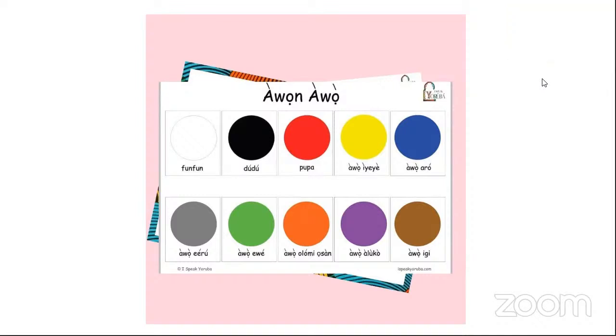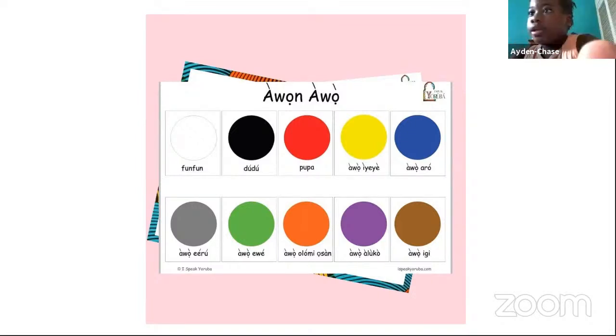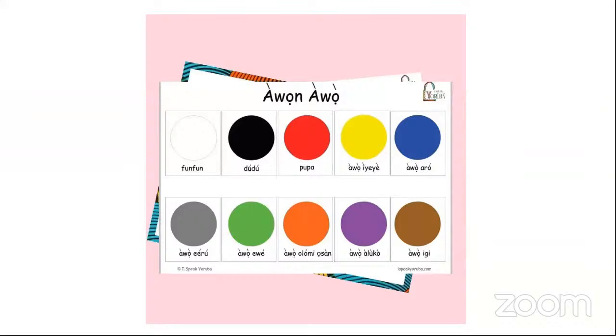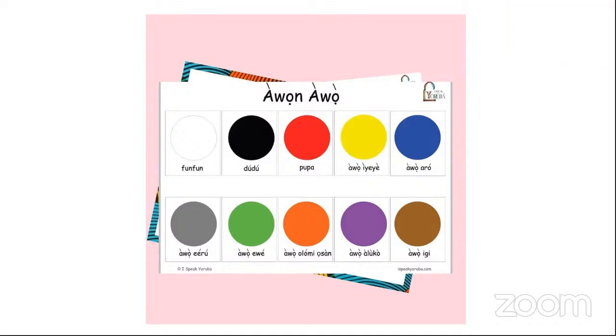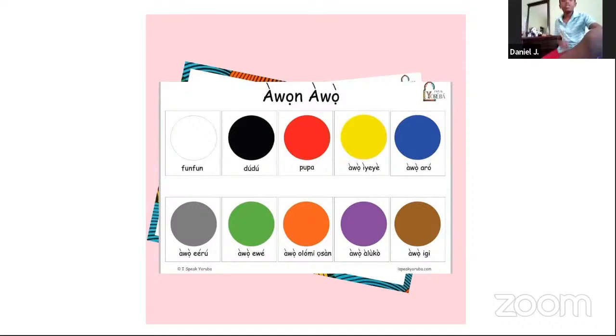Funfun. If you have anything that is white around you, like your book, maybe your shirt, your dress, or my bedsheet, it is known as funfun. So you are going to say this after me. Funfun is white. White is funfun. Dudu is black.